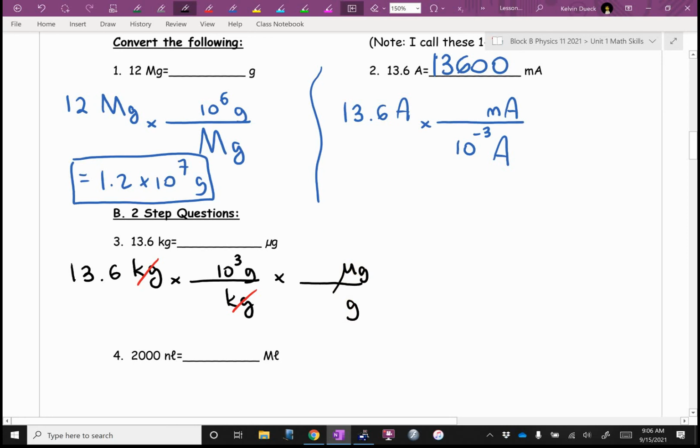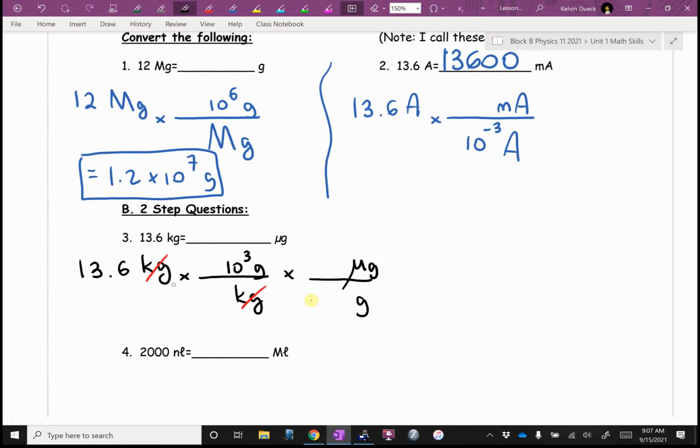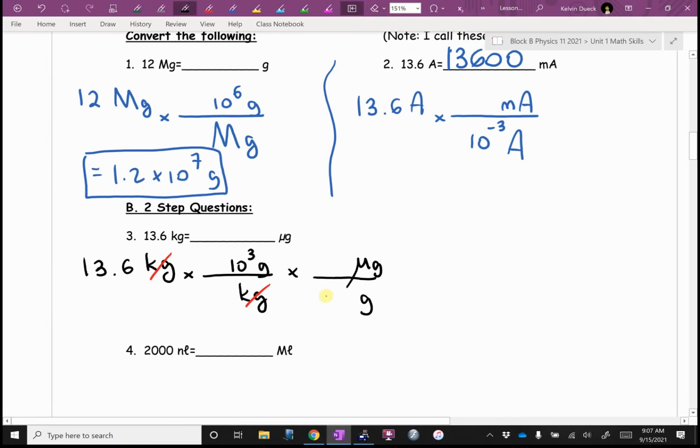Eliana, micro, 10 to the what? Where is the 10 to the negative 6 going to go? Where the micro isn't. Which in this case is where, Eliana? On the bottom. Yep. So, grams cancels. And all that's left behind is micrograms. See it? I guess it's going to be 13.6 times 10 to the 3 divided by 10 to the negative 6.